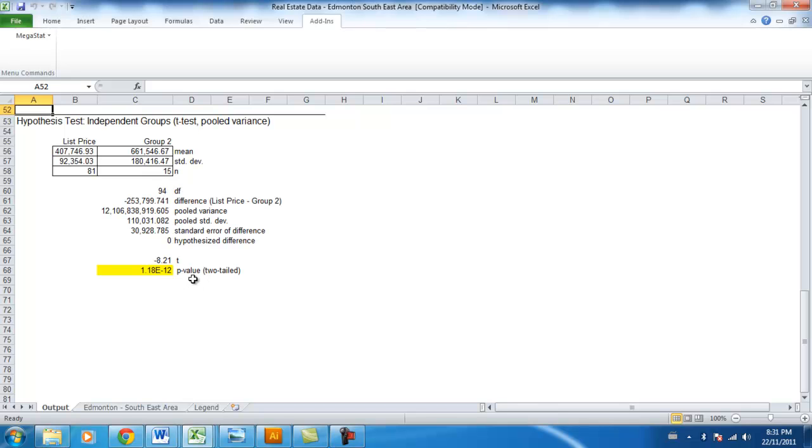So we got the p-value. It's a two-tailed test, and the p-value is 1.18 to the exponent of negative 12. Now this p-value is very close to 0. It's very close to 0, and it's completely off from the significance level that we gave it, which was 0.05. So we come to the conclusion that we reject the null hypothesis as the p-value is very low, which is again almost 0.